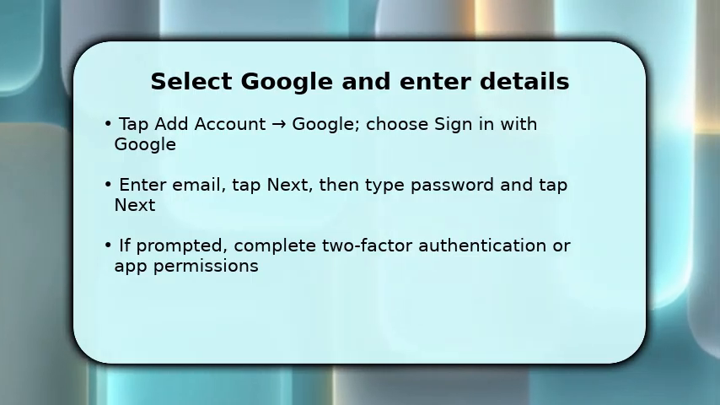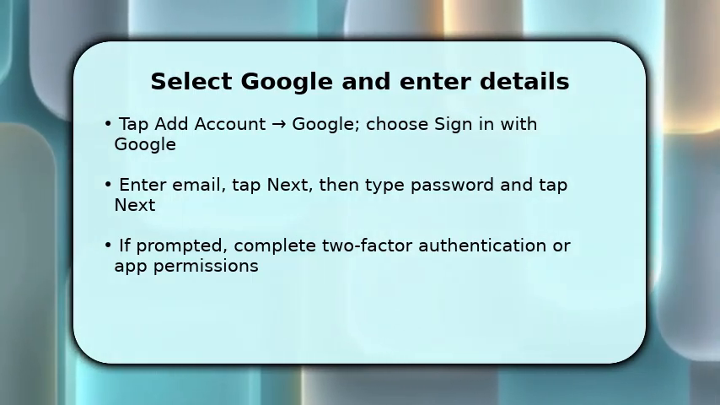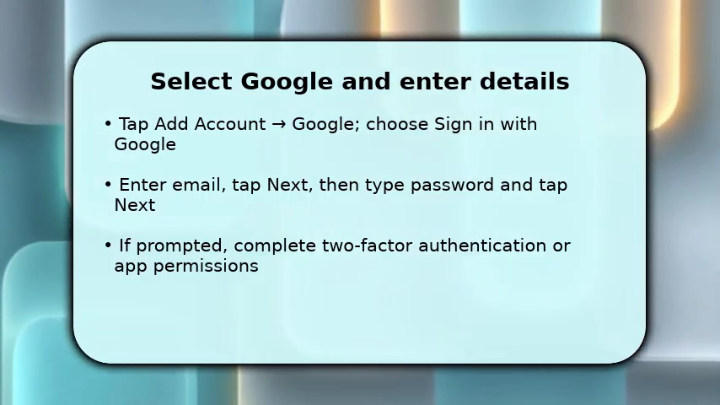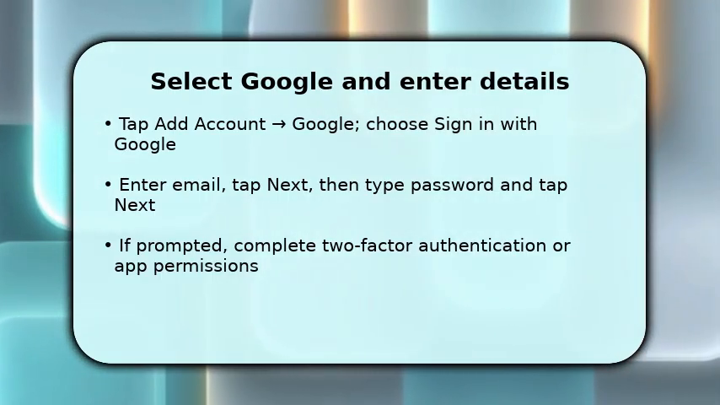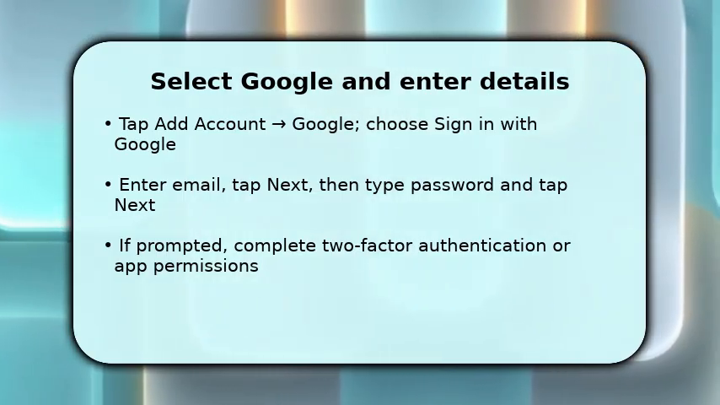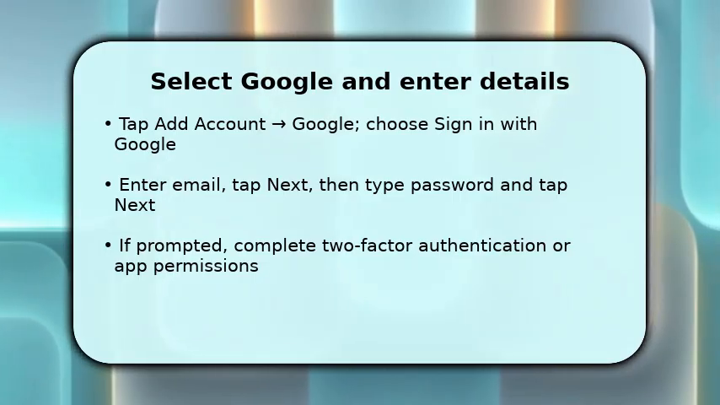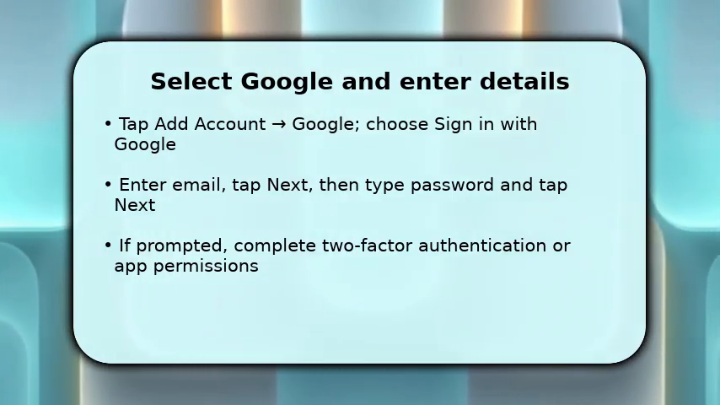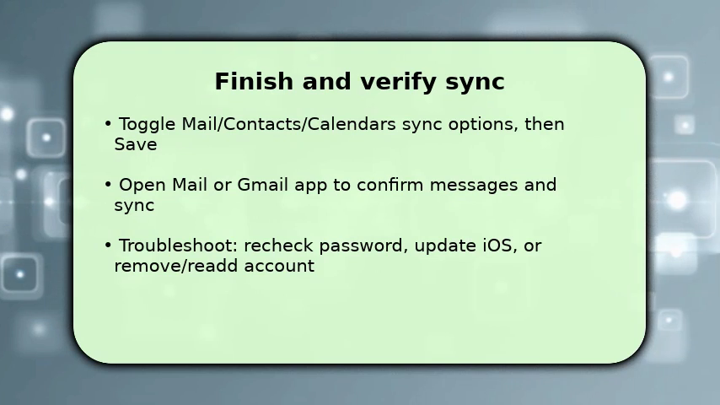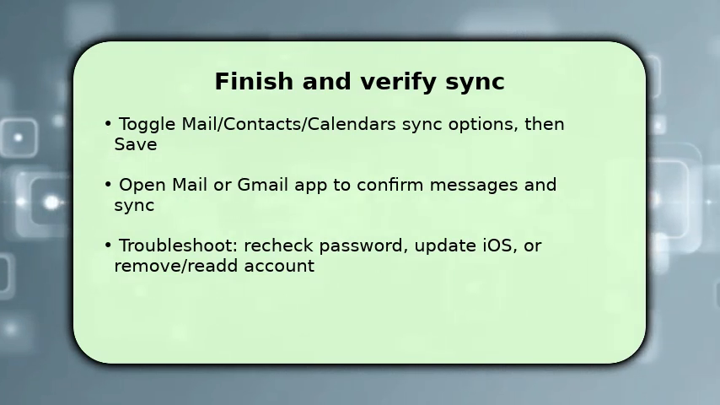If you use two-factor authentication, complete the verification. This verifies it's you and secures the account. Make sure to grant required permissions for Mail, Contacts, and Calendars if you want system integration. This lets apps sync and keeps things consistent across devices. Finish by choosing which items to sync, Mail, Contacts, Calendars, and tap Save so iOS applies settings.